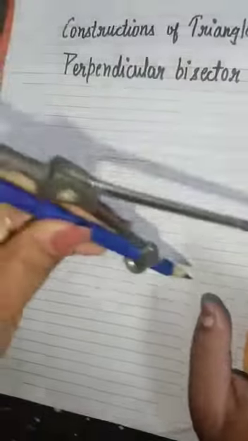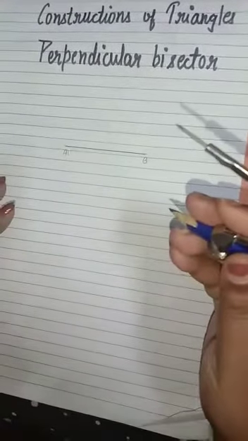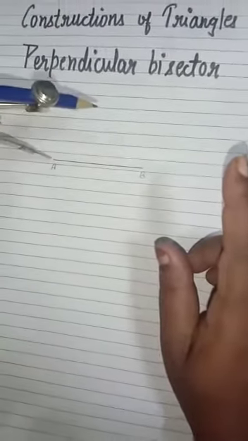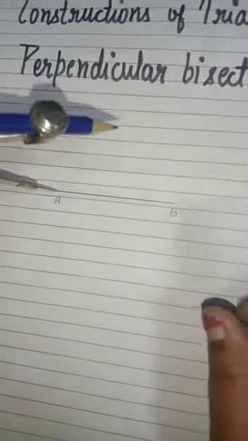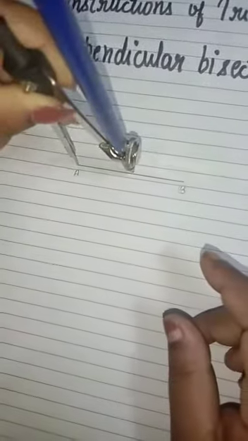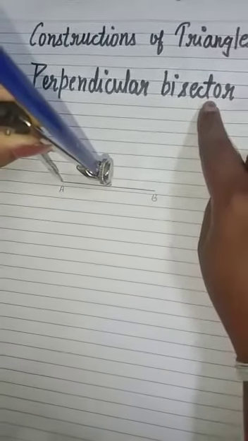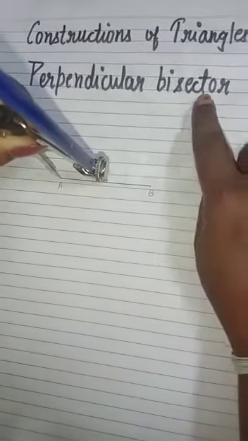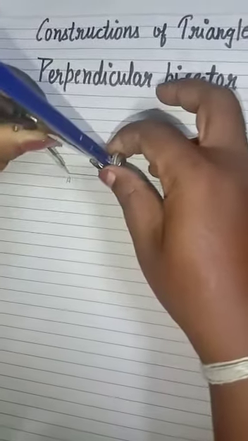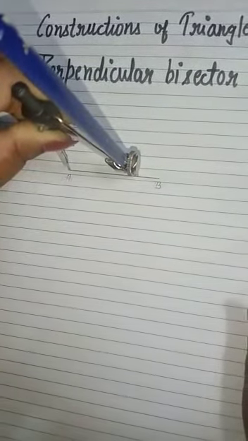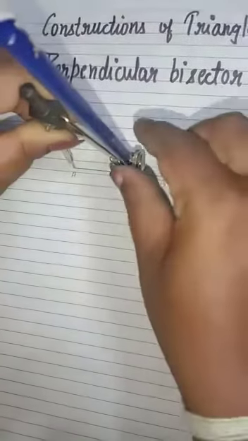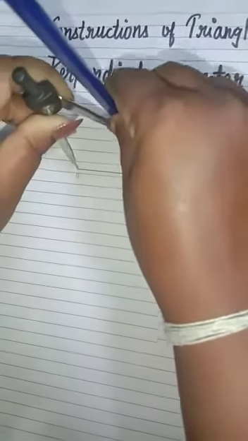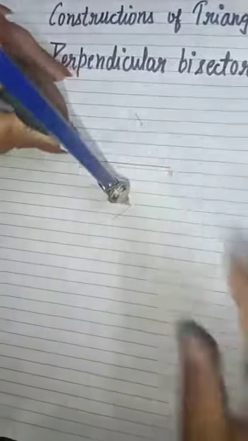For that, I am going to take the compass. This is the steel point of the compass. First I will put the steel point of the compass on point A. Now this is the half of the segment. For a perpendicular bisector, we will not take half, we will take more than half of the segment, and draw the arc above the segment and below the segment like this.